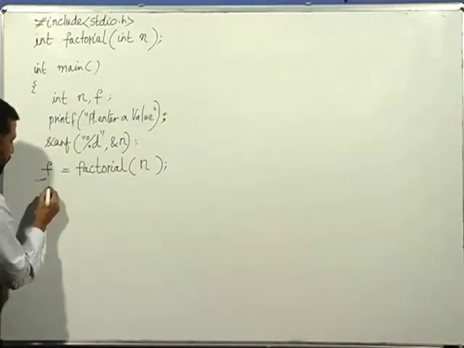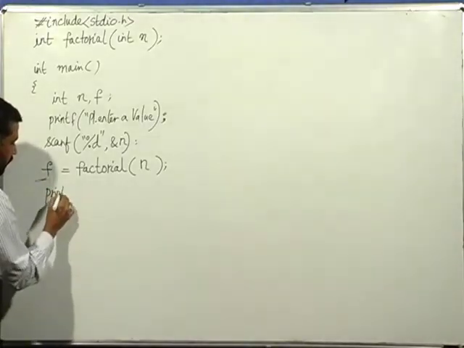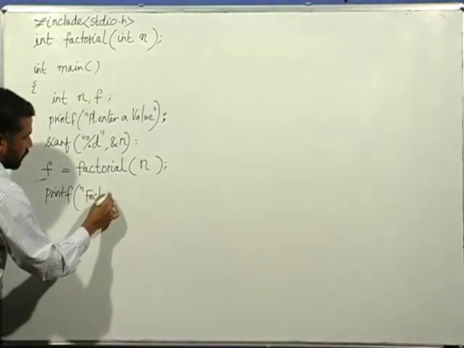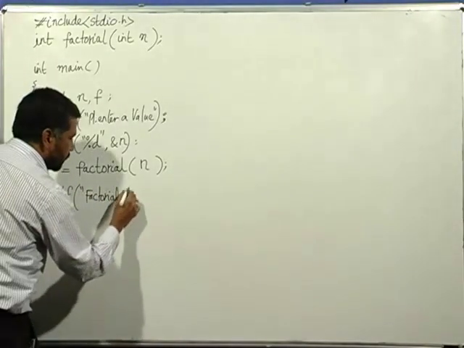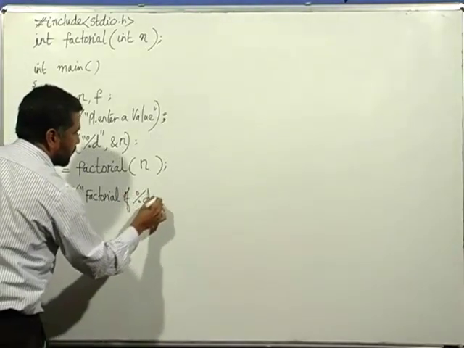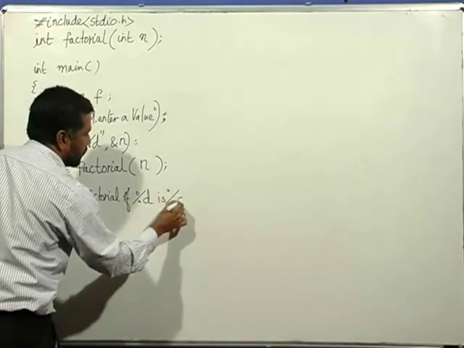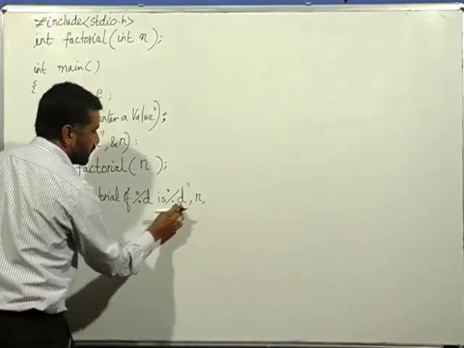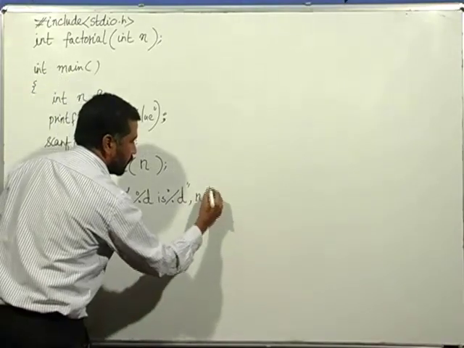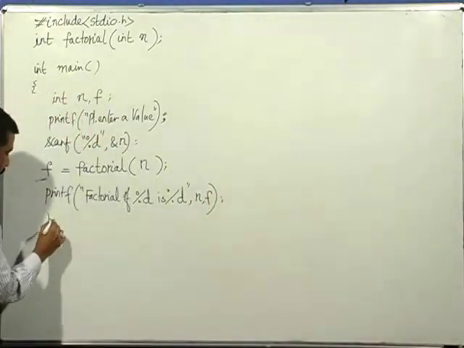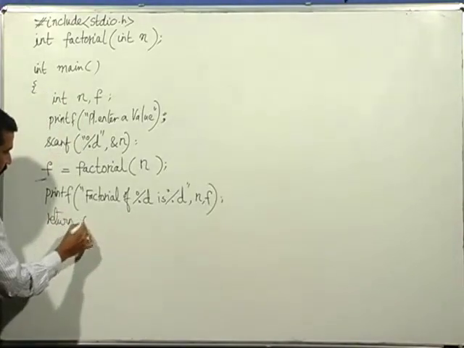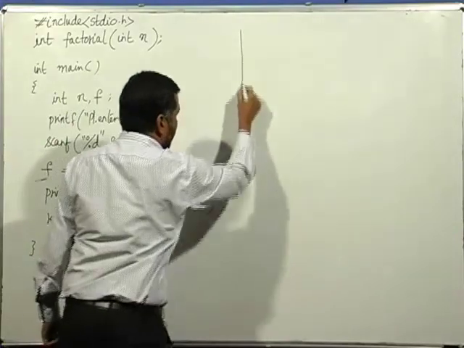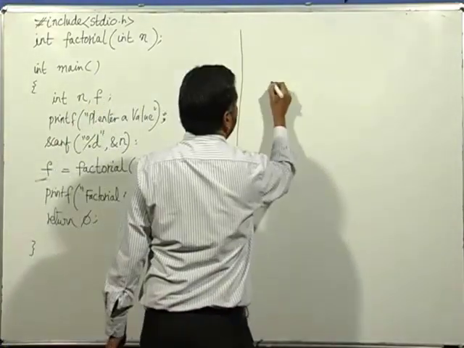So we will simply put it on the screen. Printf factorial of %d is %d. So factorial of n is f. So this is the main function. Now we have to provide the body of the function factorial, which we are going to do it here.